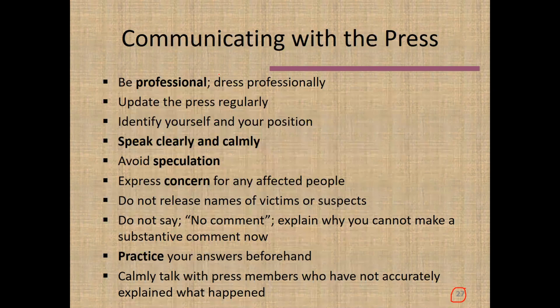You'll want to not release the names of victims or suspects. You don't necessarily know who did what, and you don't know that victims want to have their names released. They may want to share that information with family and friends and others before it's out there in the press. And so you want to respect the privacy of individuals. Even if you're sure that Bob is guilty of the crime, don't be saying his name.